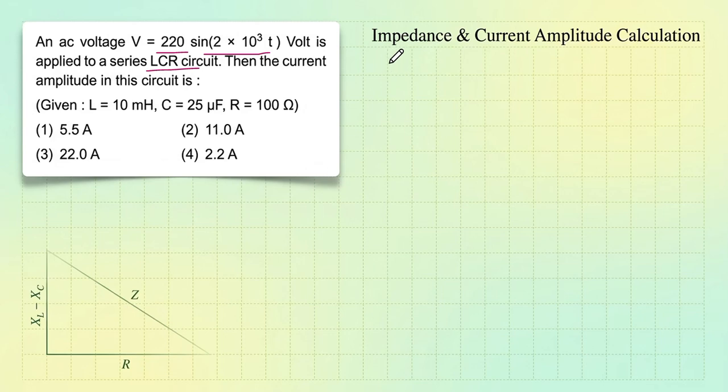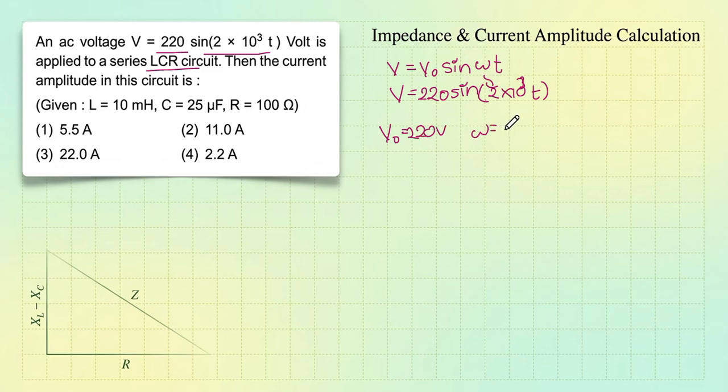Okay. So we know that V is equal to V naught sine omega t. This is our standard equation for voltage. So if we compare this equation, V is equal to 220 sine 2 into 10 raised to 3 into t. So the value of V naught is nothing but 220 volt, and omega is nothing but 2 into 10 raised to 3. We have to find out the current, so let's find out the XC and XL first, resistance net.